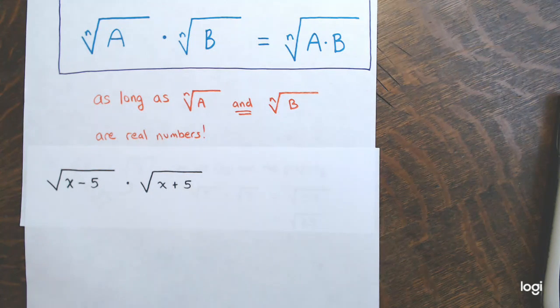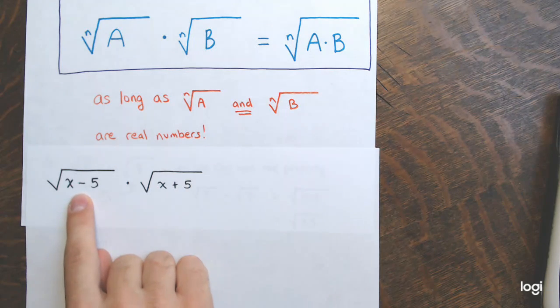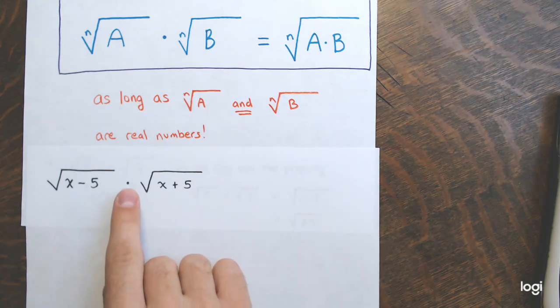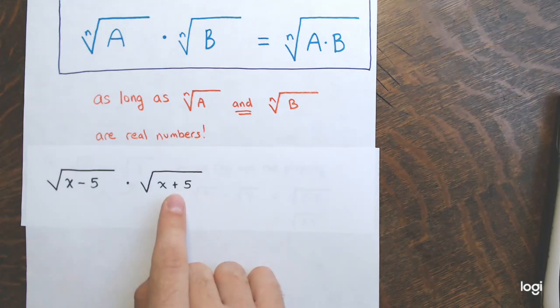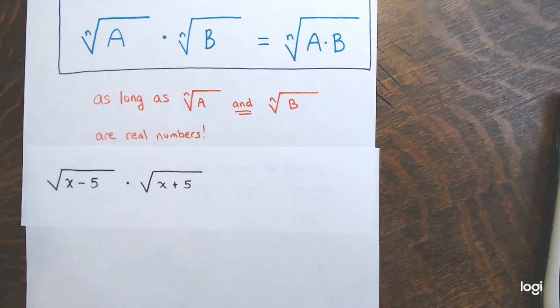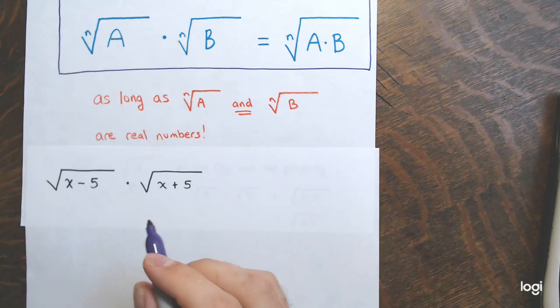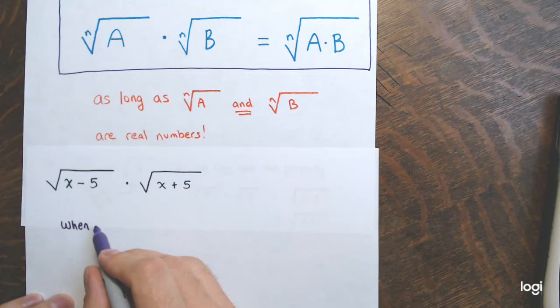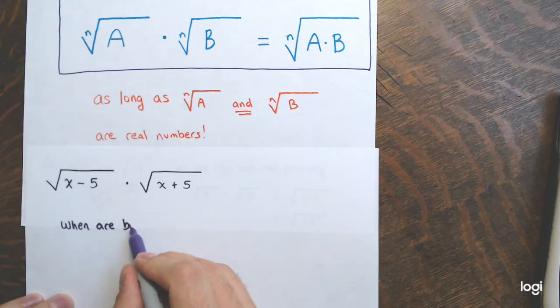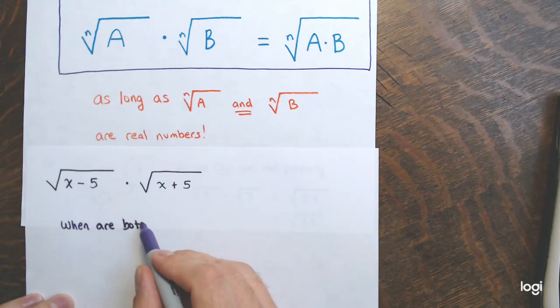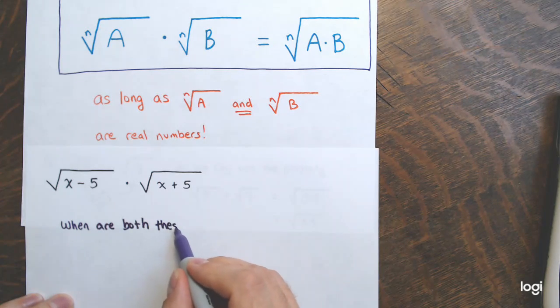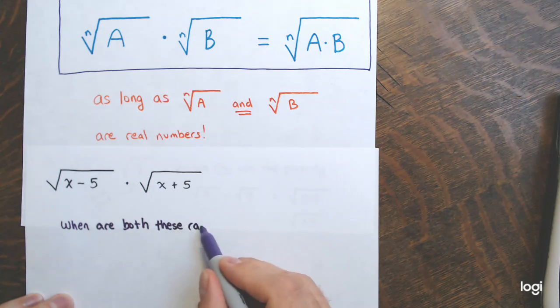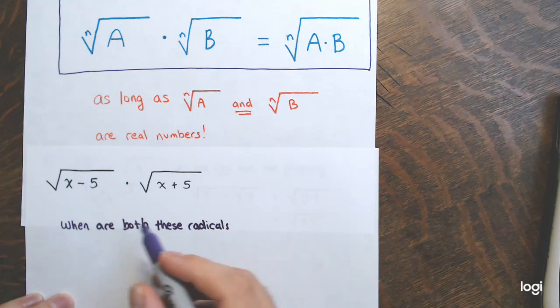So here I have the square root of x minus 5 times the square root of x plus 5. So the variable x here, right? What I'm going to do first, before I take their product, is try to figure out when both of these radicals are real numbers, right? For what values of x? When are both these radicals real numbers?